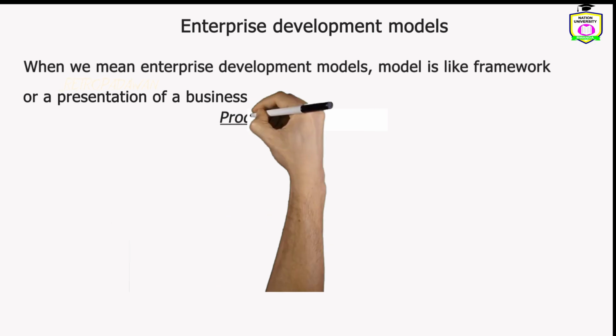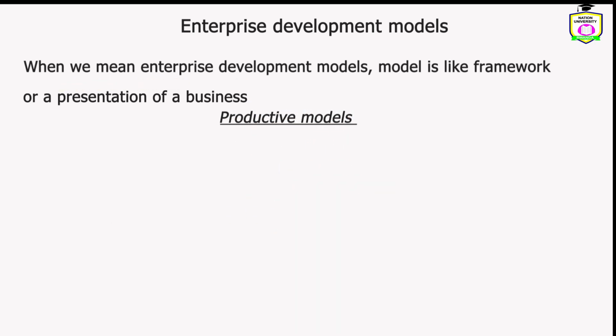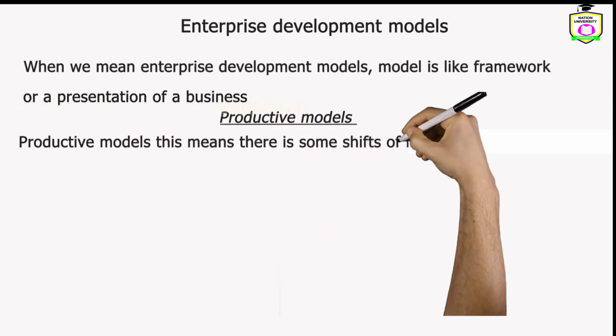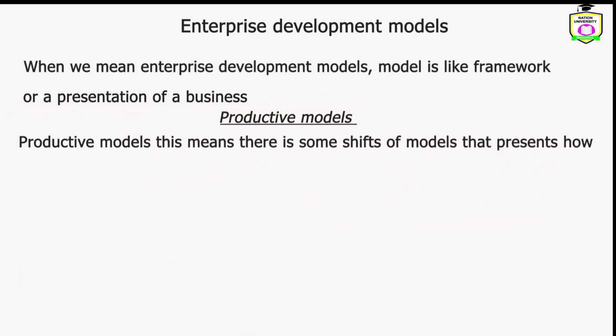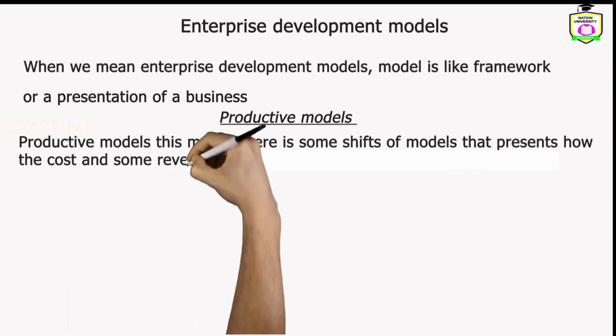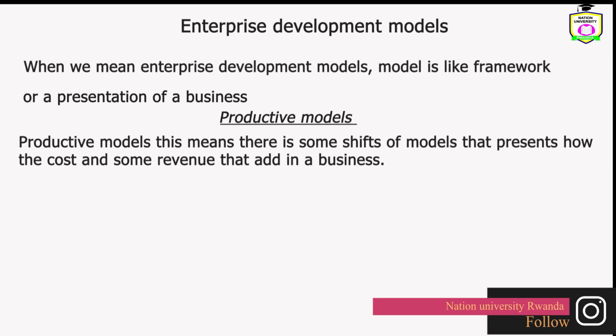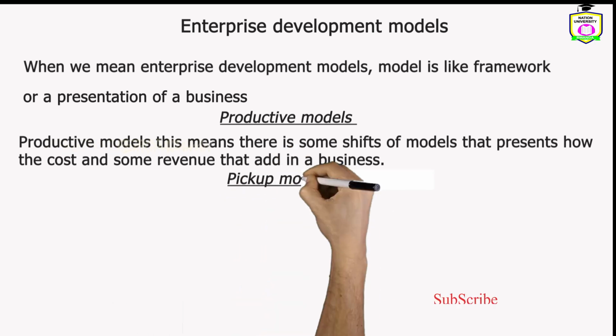Let me talk about the product model, Canvas. When you mean a product or a business, it means that there are some sheets of models that present the costs and revenues in a business, or how the expenses are done, meaning the cost and the revenue, and how it earns. That is one model that explains how the business is run and how the revenue and the costs are brought and sold.